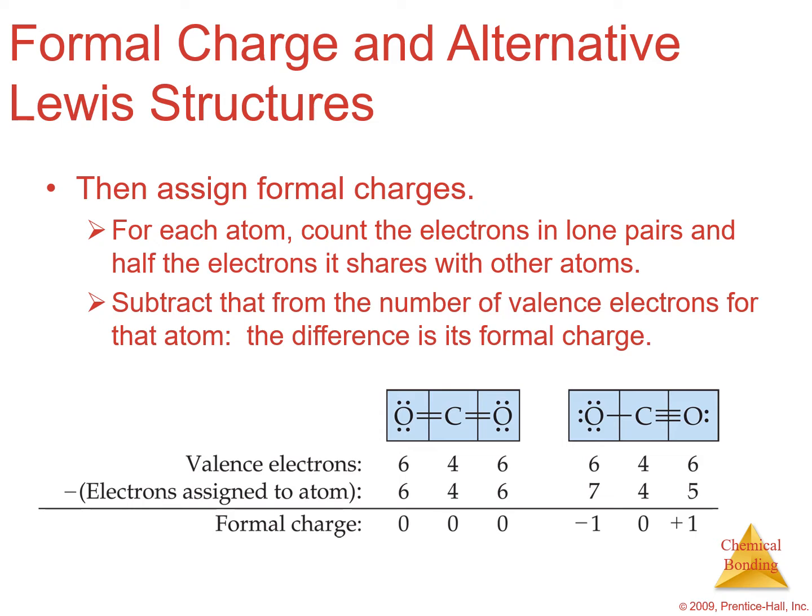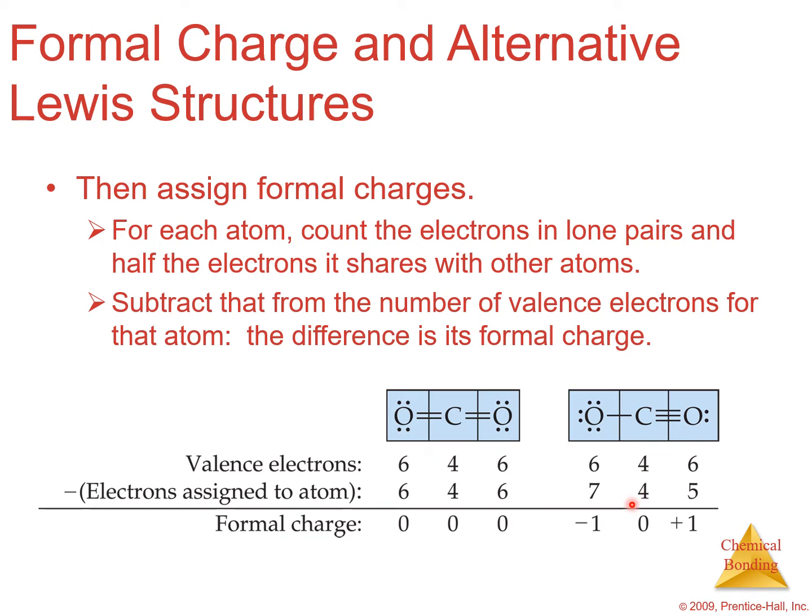Now we come to the concept of formal charge and alternative Lewis structures. When we draw a Lewis structure, we are describing how the electrons are distributed in a molecule or polyatomic ion. In some instances, we can draw more than one Lewis structure and have all of them obey the octet rule. All these structures can be thought of as contributing to the actual arrangement of the electrons in the molecule, but not all of them will contribute to the same extent.